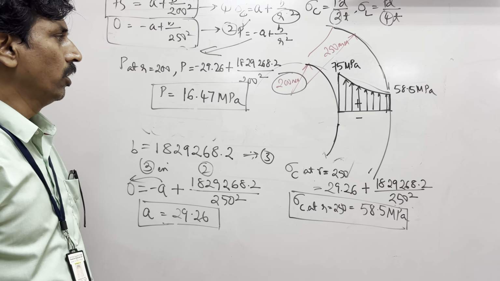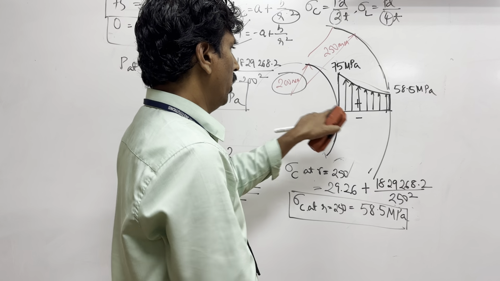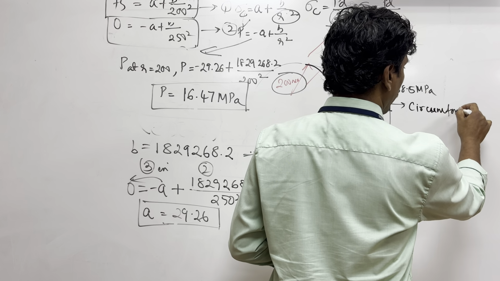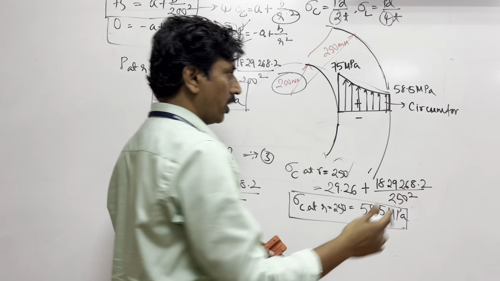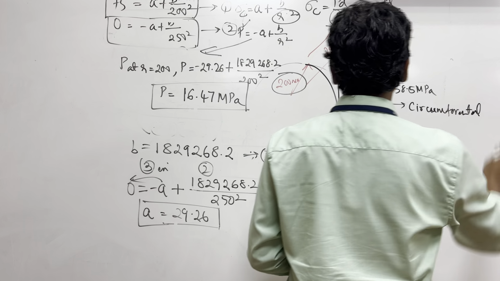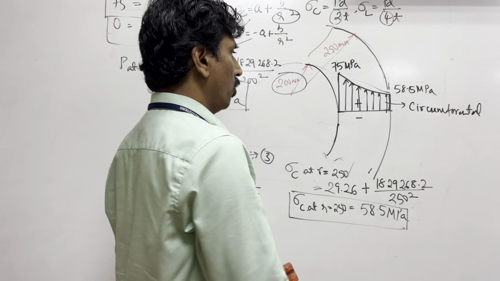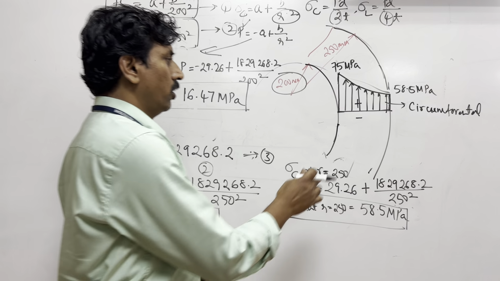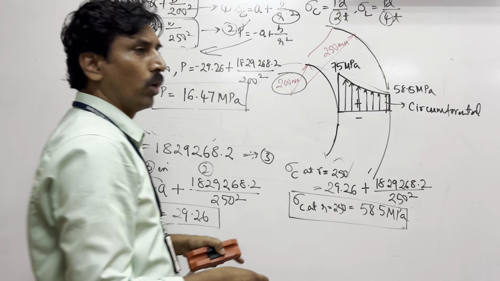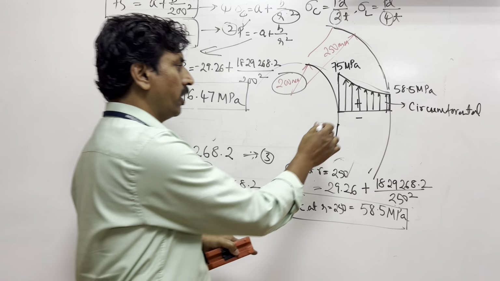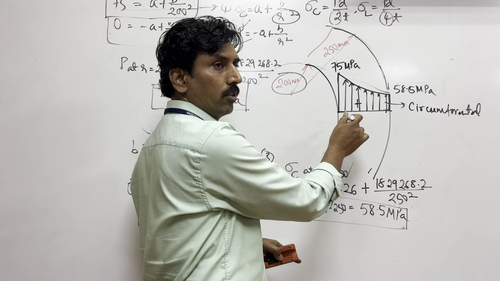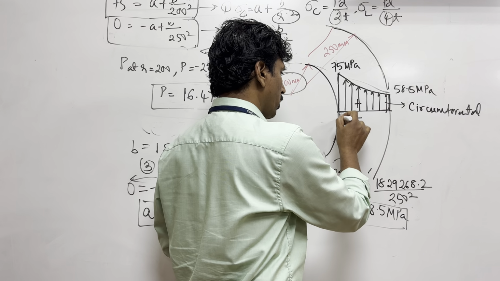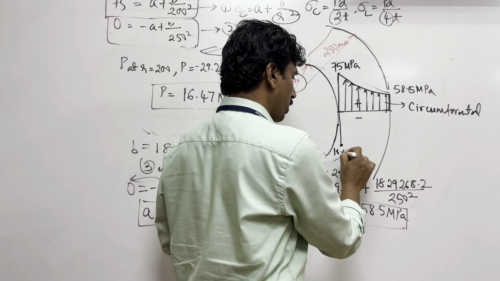Now what stress is this? Circumferential. You can write this as circumferential stress. And then one more thing: radial stress, which is the compressive stress. What is the maximum compressive stress at the inside? We just found out: 16.47. You can draw and mark this as 16.47.